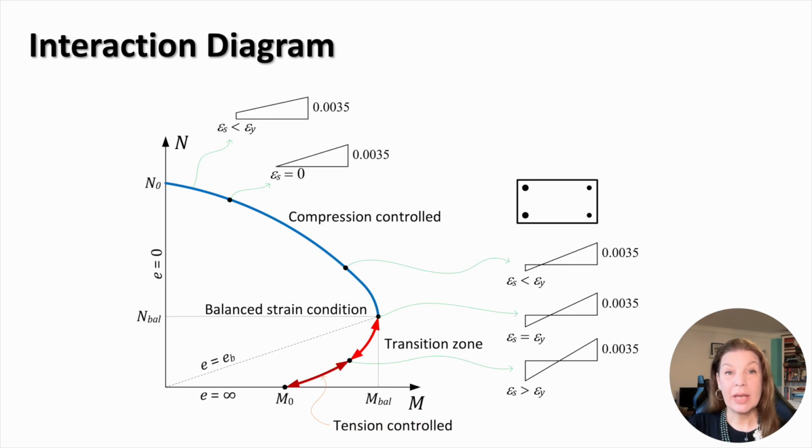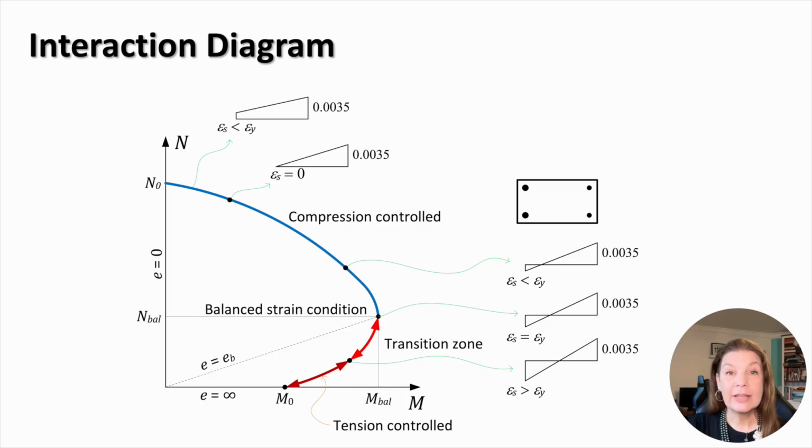The interaction diagram can be divided into additional regimes based on the modes of section failure described. The tension failure part can be divided into the tension control zone and the transition zone. At section failure in the tension control zone, the strain in the tension steel is much larger than its yielding strength, and the depth of concrete in compression is small. At section failure in the transition zone, the depth of concrete in compression increases, while the strain in the tension steel decreases towards its yielding strength.